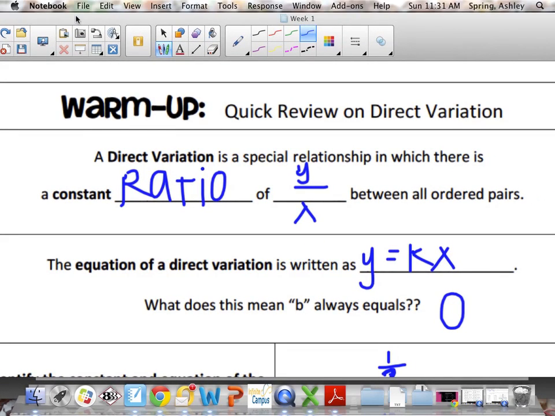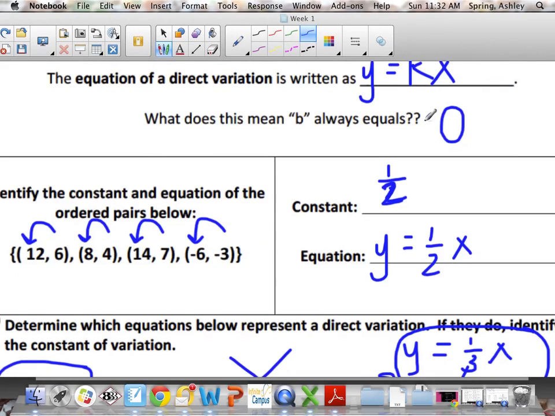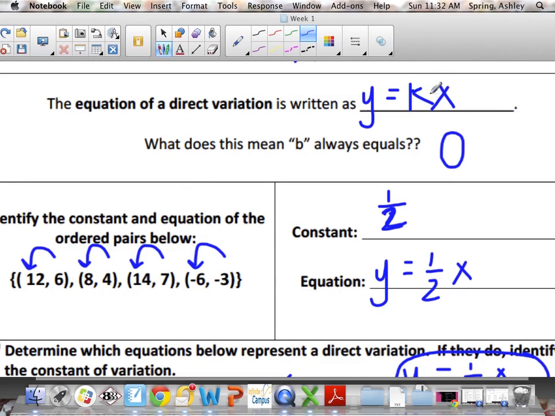All right, here we go. Direct variation is a special relationship in which there is a constant ratio of y to x, or y over x, between all ordered pairs. The equation is always in the form y equals kx, where k is your constant. B will always be equal to 0. So if you're thinking back to linear equations where we have y equals mx plus b, b is always equal to 0, which means you are always going to have a straight line that goes through the origin. 0, 0 will always be an ordered pair if the equation is direct variation.